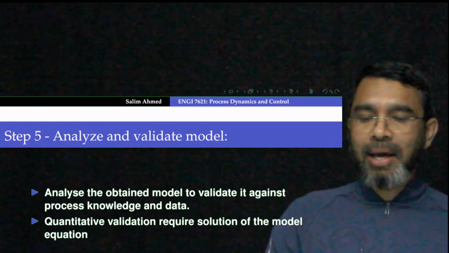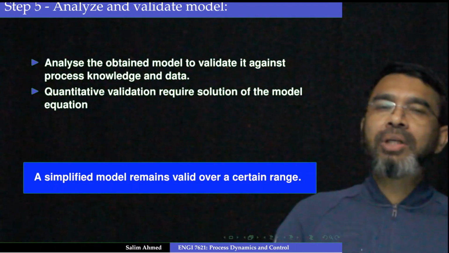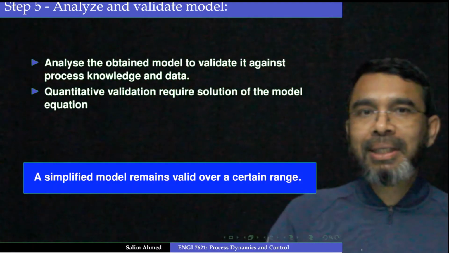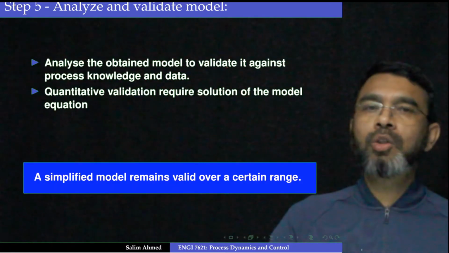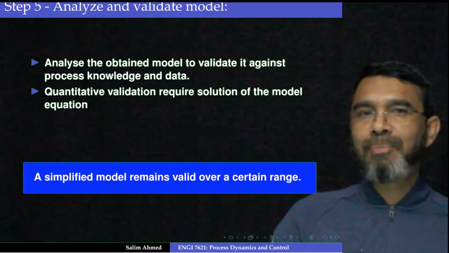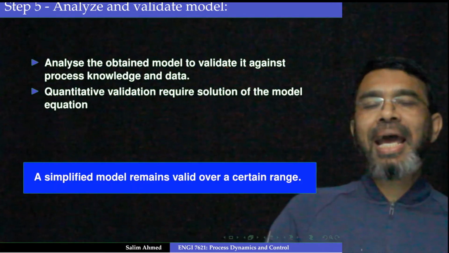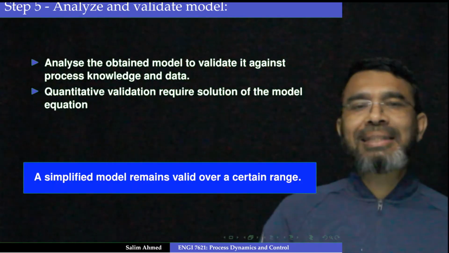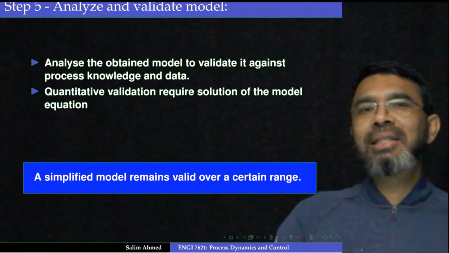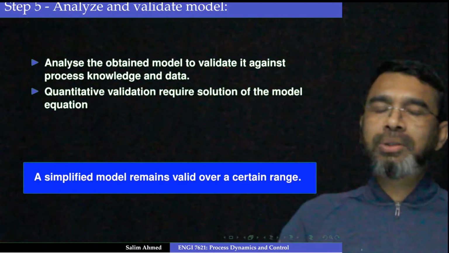And the last step is to analyze and validate the model. At the end of the modeling exercise, you need to show that the model you developed can really predict the output. For this, you may need to solve the equation you got and then compare it with some process information. If there is an existing process, you can get some data and validate against it. If the process is not available, you can at least have some qualitative validation that will give the direction of change and, to some extent, how much change can be made. So you need to validate the model against process information.